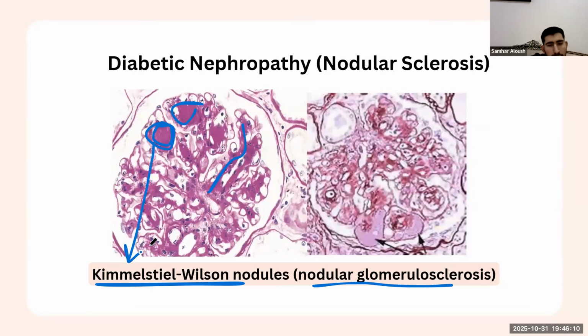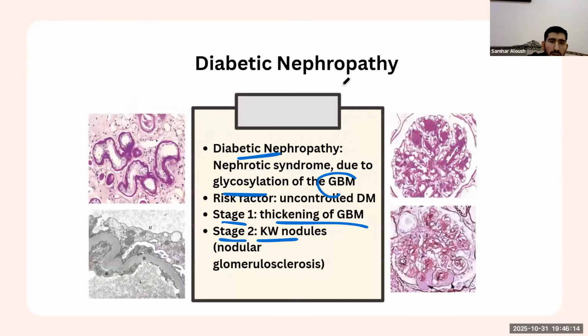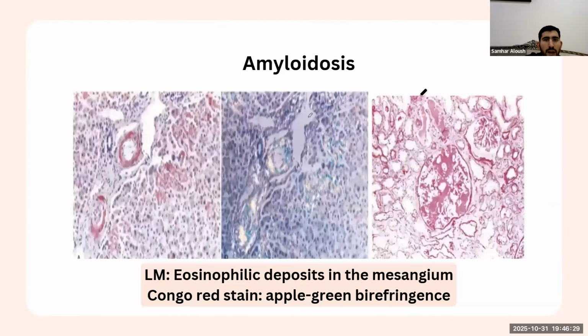What are these nodules called? KW nodules, as you can see here. Which disease do they occur in? Diabetic nephropathy. That's the only thing you need to know about diabetic nephropathy. It's caused by glycosylation of the basement membrane. First stage, thickening. Second stage, KW nodules. That's it. Of course you need to identify this in the pictures in the OSPE.